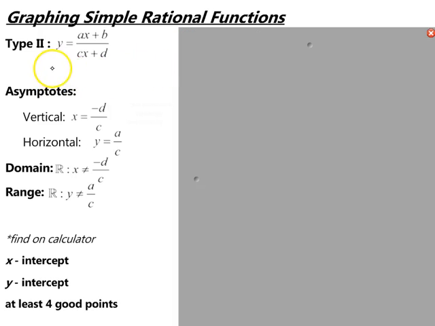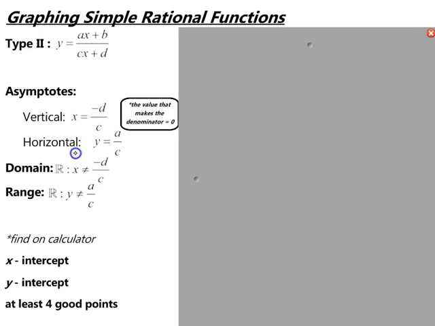When we talk about type 2, the function is going to be in the form y equals ax plus b over cx plus d. So the information we can gather from there, the vertical asymptote is the line x equals negative d over c. Another way to remember that is it's going to be the value that makes the denominator equal to 0. So if you take cx plus d and set that equal to 0 and solve for x, that'll be the equation of the vertical asymptote.